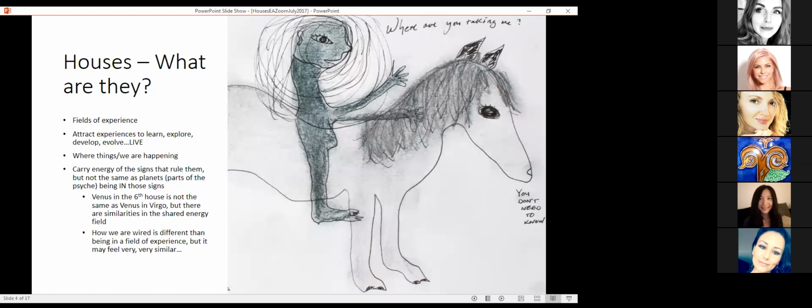I get hung up on the details, but that is very different than if I had a bunch of personal planets in Virgo, which I do not have. And so my observation of clients and friends and myself is that there's a difference between living, kind of breathing, a wiring of an energy and being in that area of experience. But I think it feels very, very similar.